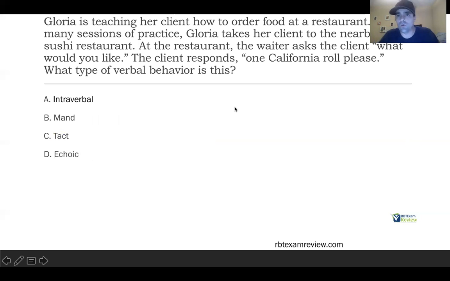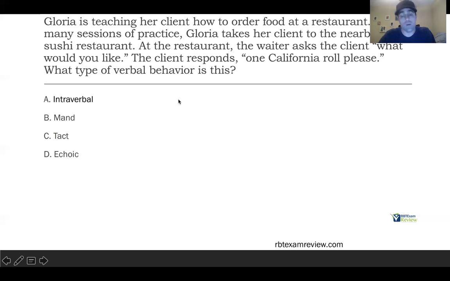Gloria is teaching her client how to order food at a restaurant. After many sessions of practice, Gloria takes her client to the nearby sushi restaurant. At the restaurant, the waiter asks the client, "What would you like?" The client responds, "1 California roll, please." What type of verbal behavior is this? This question is tricky because in the beginning it seems like they're going to ask you one thing. She's teaching her client something, and then takes her client to a restaurant. But what they're asking about really is the interaction: the waiter asks the client, "What would you like?" and the client responds, "1 California roll, please." Is it an intraverbal, a mand, a tact, or an echoic?